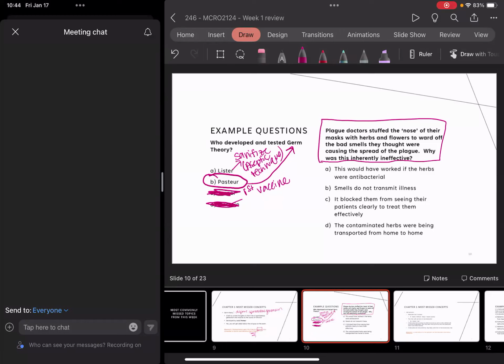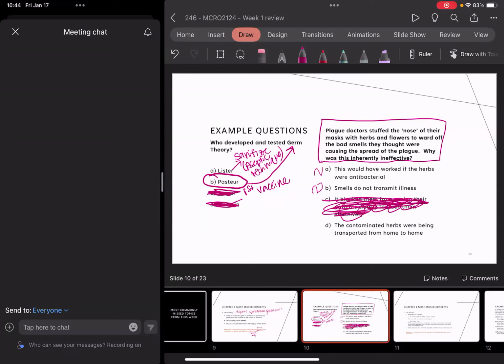This would have worked if the herbs were antibacterial. Interesting. We'll come back to it. Smells do not transmit illness. Yes, this is applying to what we're thinking about now. It's literally what our line of thinking is. It blocked them from seeing their patients clearly to treat them effectively. That's not why it didn't work. That's not why herbs didn't work.